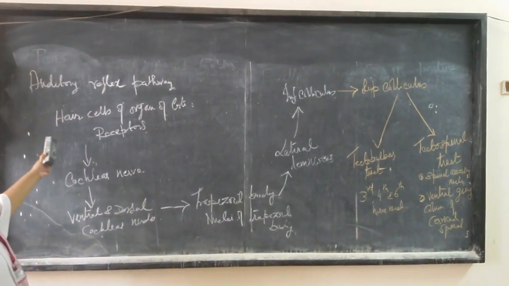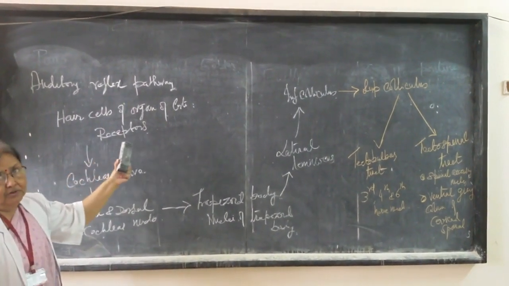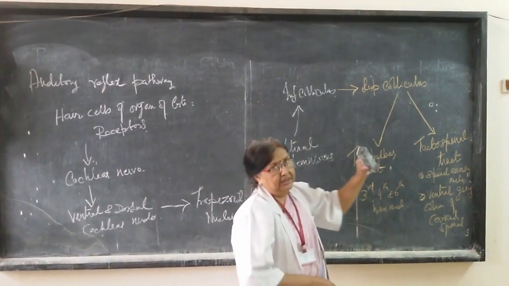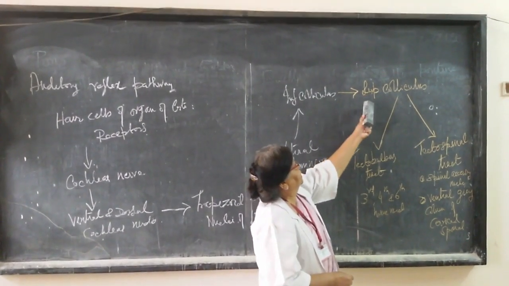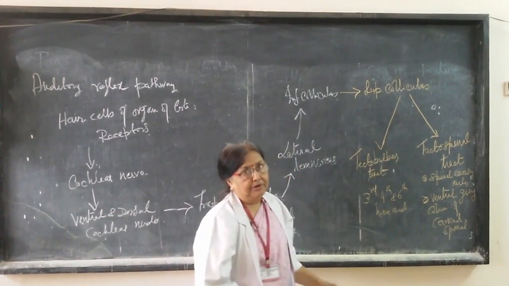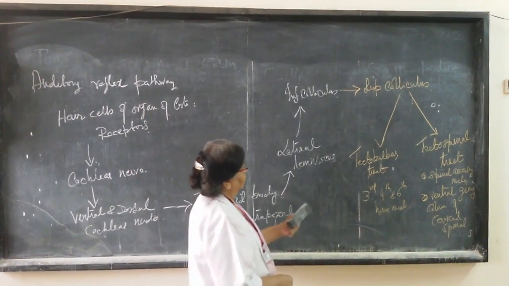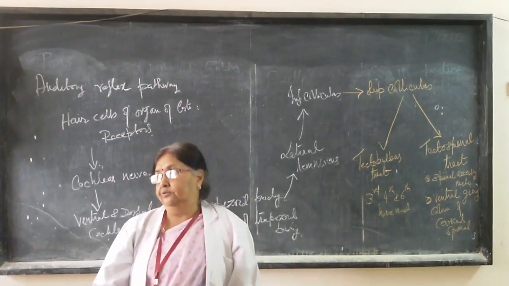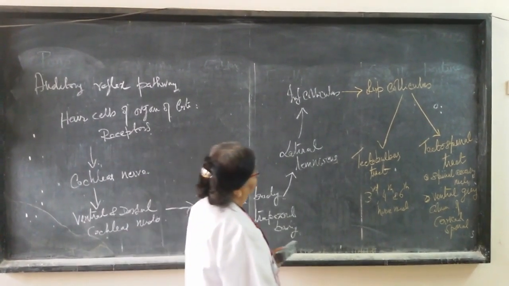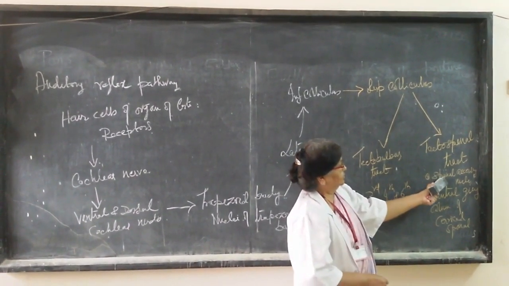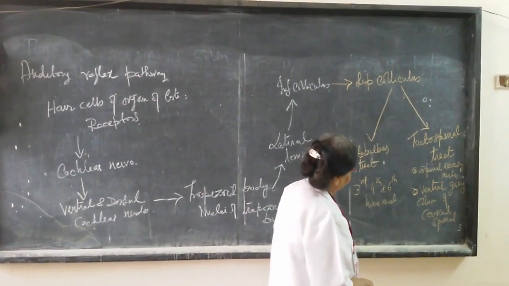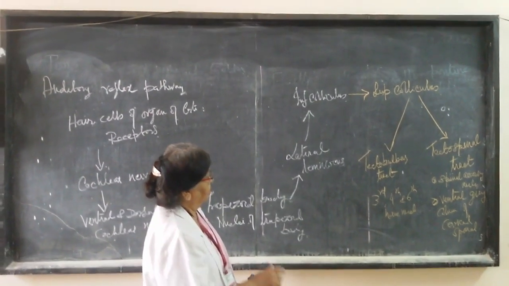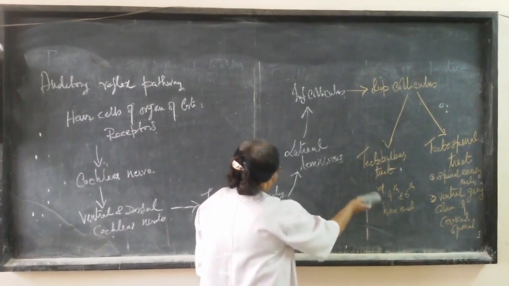In this way, the auditory reflex pathway starts from the hair cells of the organ of Corti. The receptors are there, and through this path it goes up to the inferior colliculus, and from the inferior colliculus the pathway changes. The fibers go to the superior colliculus, and from the superior colliculus two tracts start, the tectobulbar tract and the tectospinal tract. The tectobulbar tract gives out fibers to the third, fourth, and sixth cranial nerve nuclei, and the tectospinal tract gives out fibers to the spinal accessory nucleus and the ventral gray column of the cervical spinal cord. These are meant for the movement of the head by contraction of neck muscles, and thus for the movement of the eyeball.